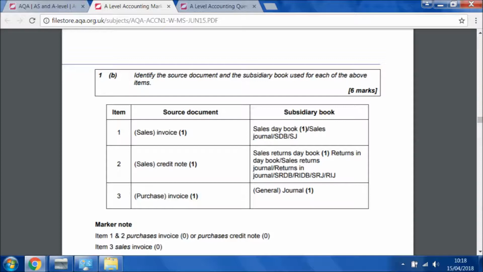The second item is a sales credit note, because the fact that a customer is returning a good means that we originally made the sale. Therefore, we issued a sales credit note. The purchase of a freezer on credit. This will be a purchase invoice, as the transaction was a credit one and we made the purchase.